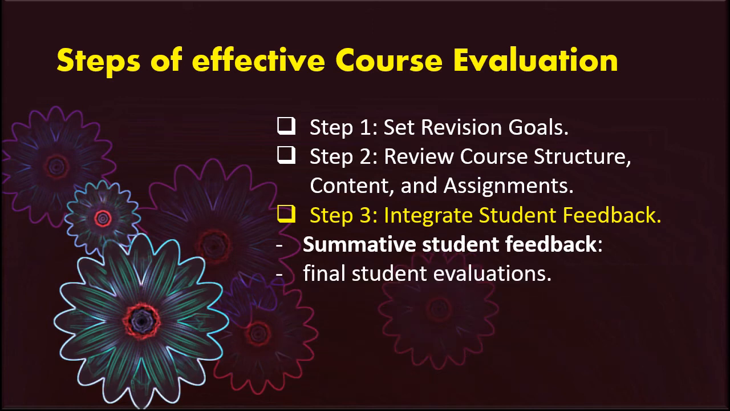Now the third type of the 3 different but equally valid types: unsolicited student feedback, formative and summative student feedback. All of this is in step 3, integrating student feedback. Summative student feedback comes at the final step or at the end of the course.